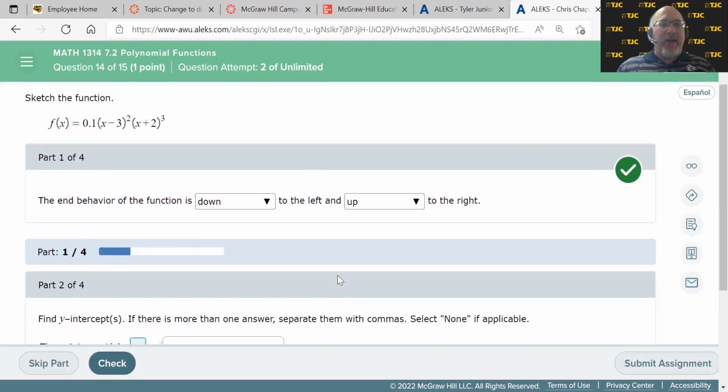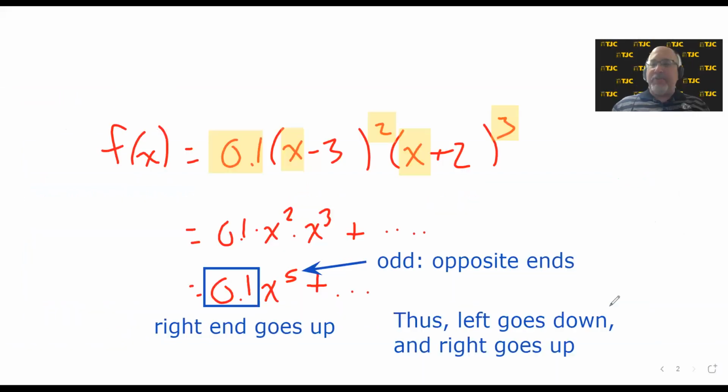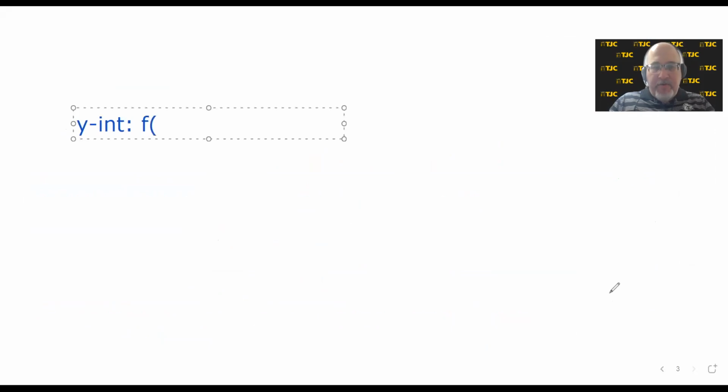We're being asked to find the y-intercept. The y-intercept is simply the value when you substitute 0 for x. All of these little things were elaborated in prior videos. So for the y-intercept, we find f of 0.